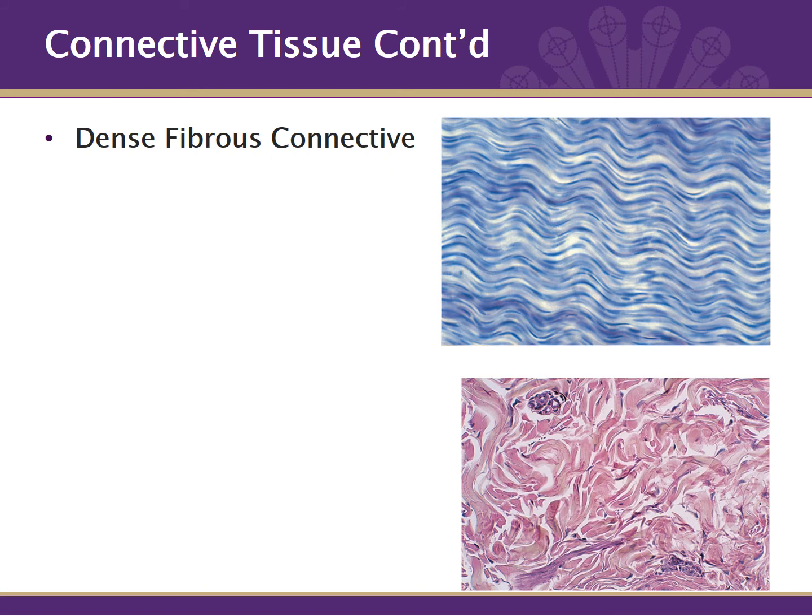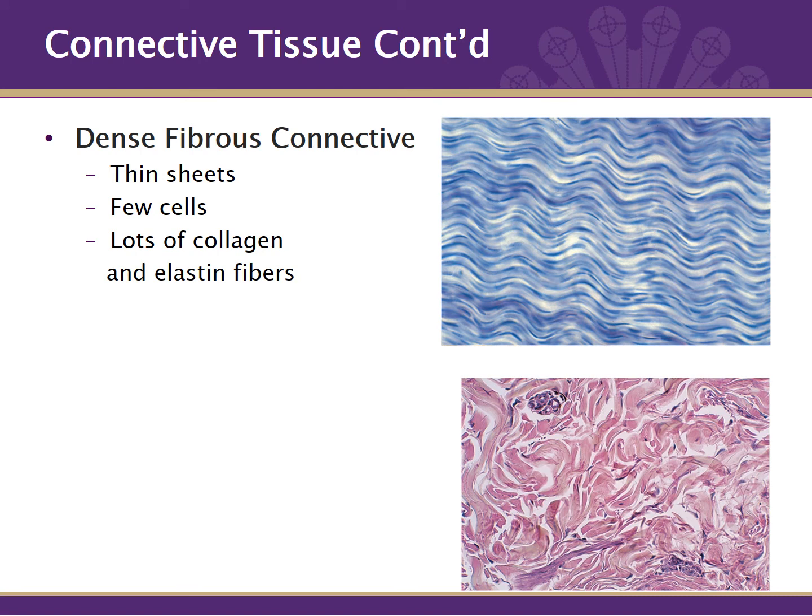Dense fibrous connective tissue is found in two forms, regular and irregular. Dense regular is strong and found in thin sheets. It is characterized by few cells but numerous collagen and elastic fibers. Fibers occupy more space than cells or ground substance, so the fibers really stand out. Dense regular has an organized wavy pattern. This is how it gets its name.